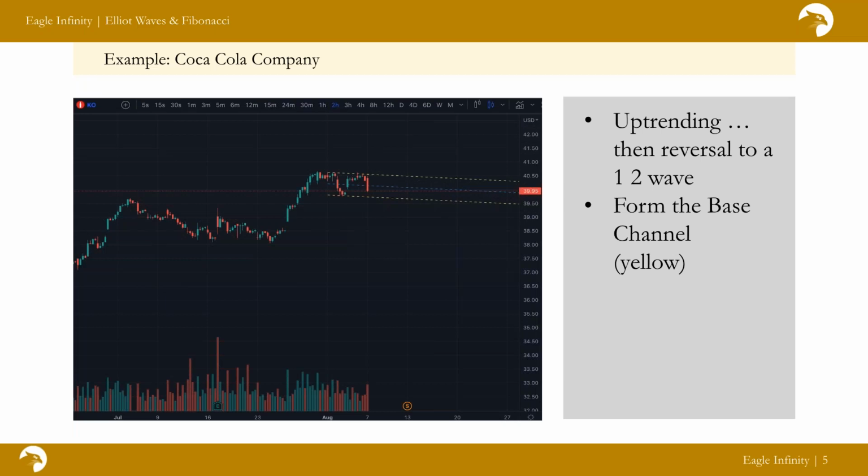So let's take an example. I remember this is an example that was being traded back in 2012, 2013, and a well-known Elliott Wave analyst was looking at this and charting it out, and I remember tracking the development of this. So like we said, we formed the base channel.